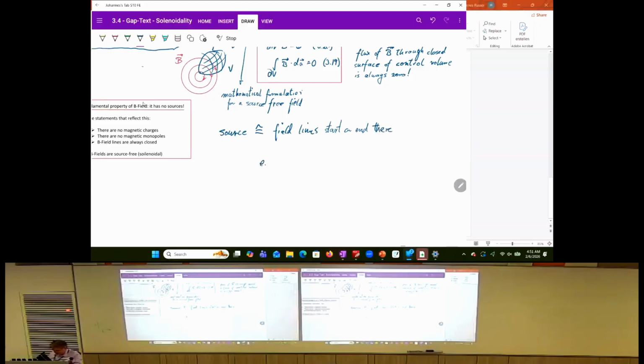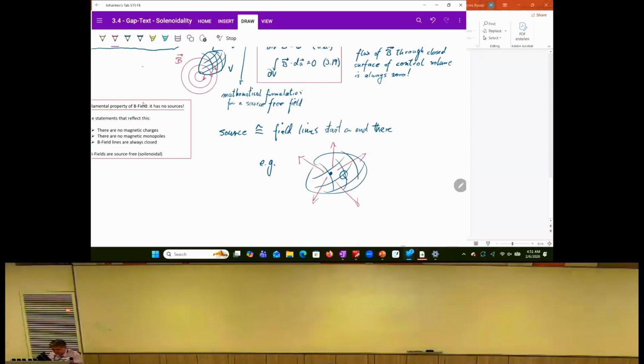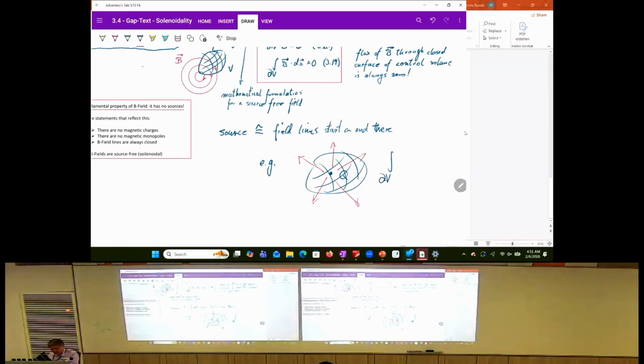So, for example, you have your charge Q, and then if you take your control volume here, you will have field lines in this case which are starting, and if it had been a negative charge, they would be ending there. So the integral over the closed surface here is not vanishing if there's a charge included.